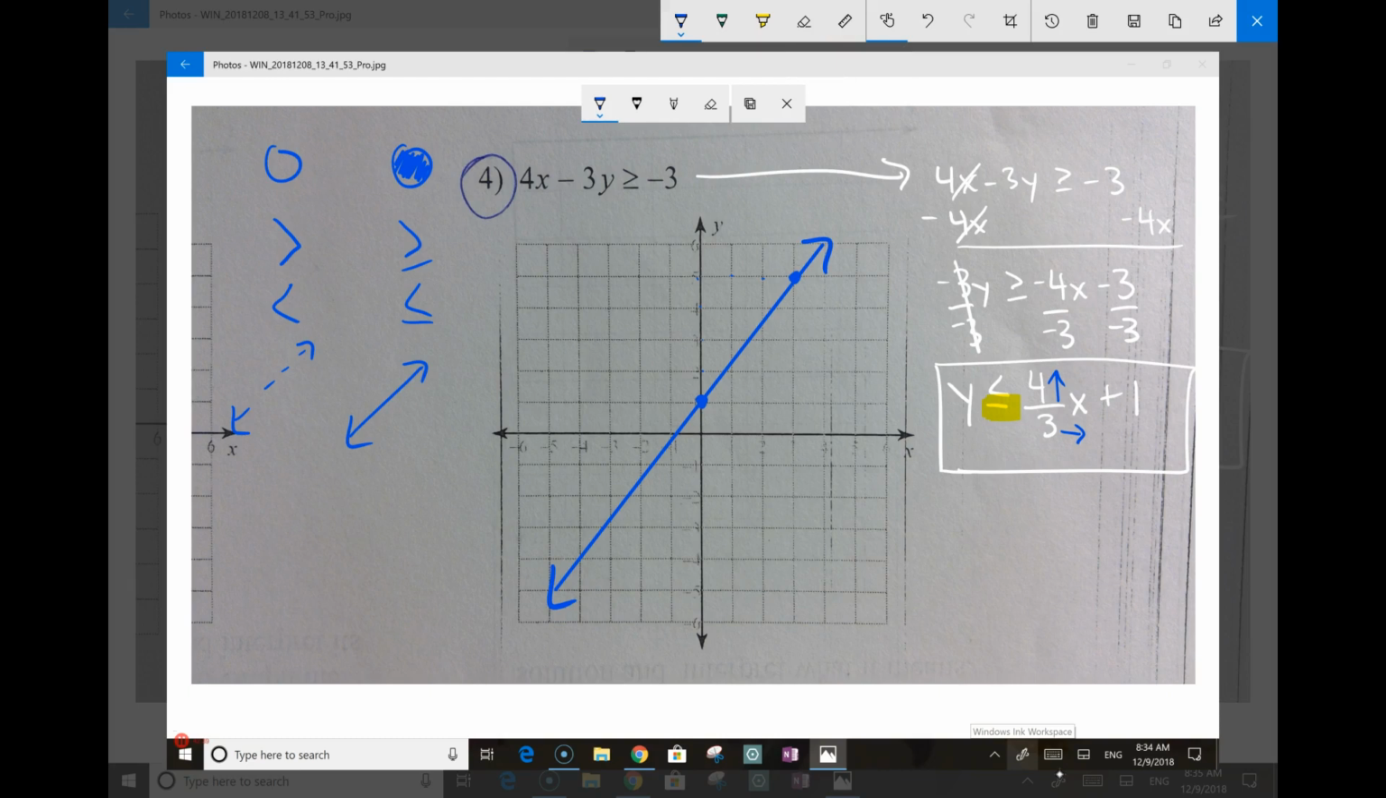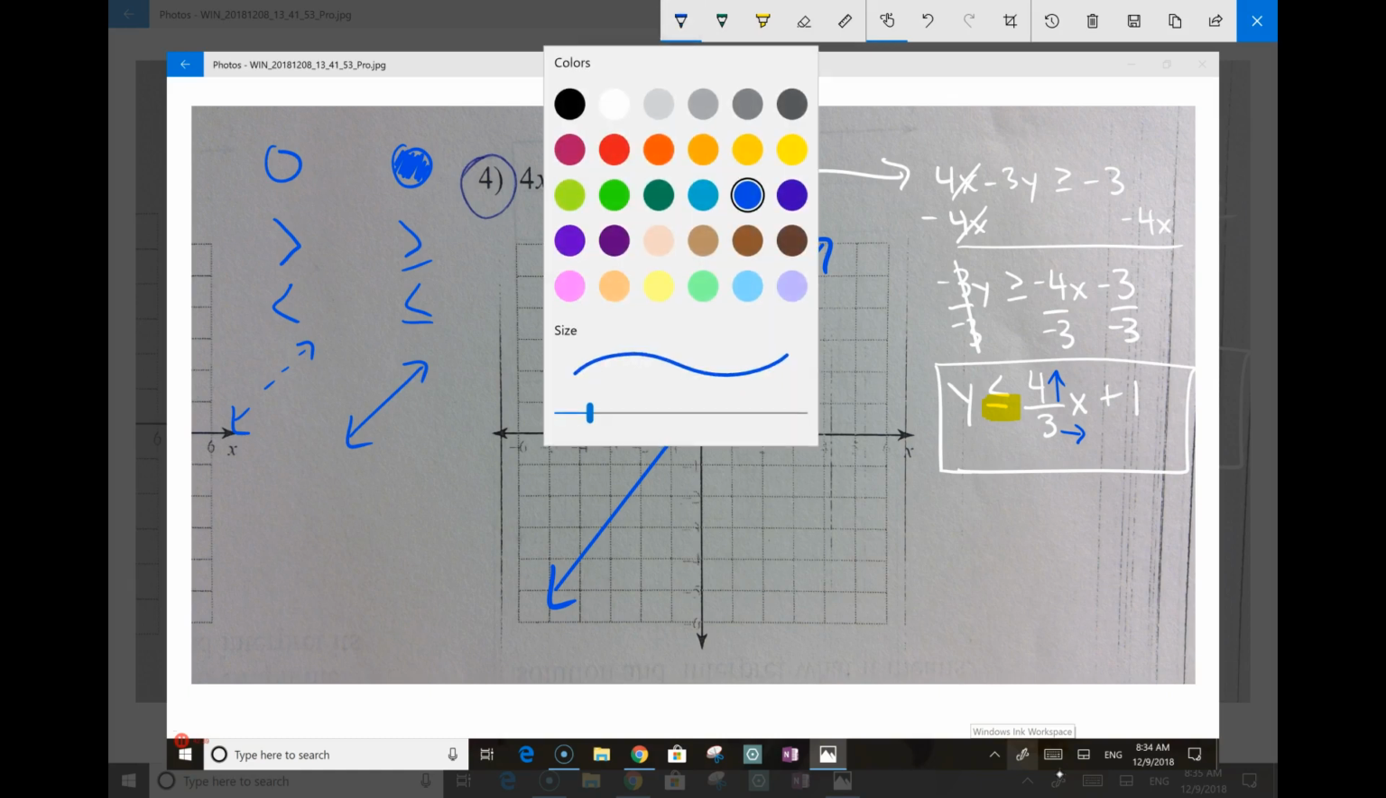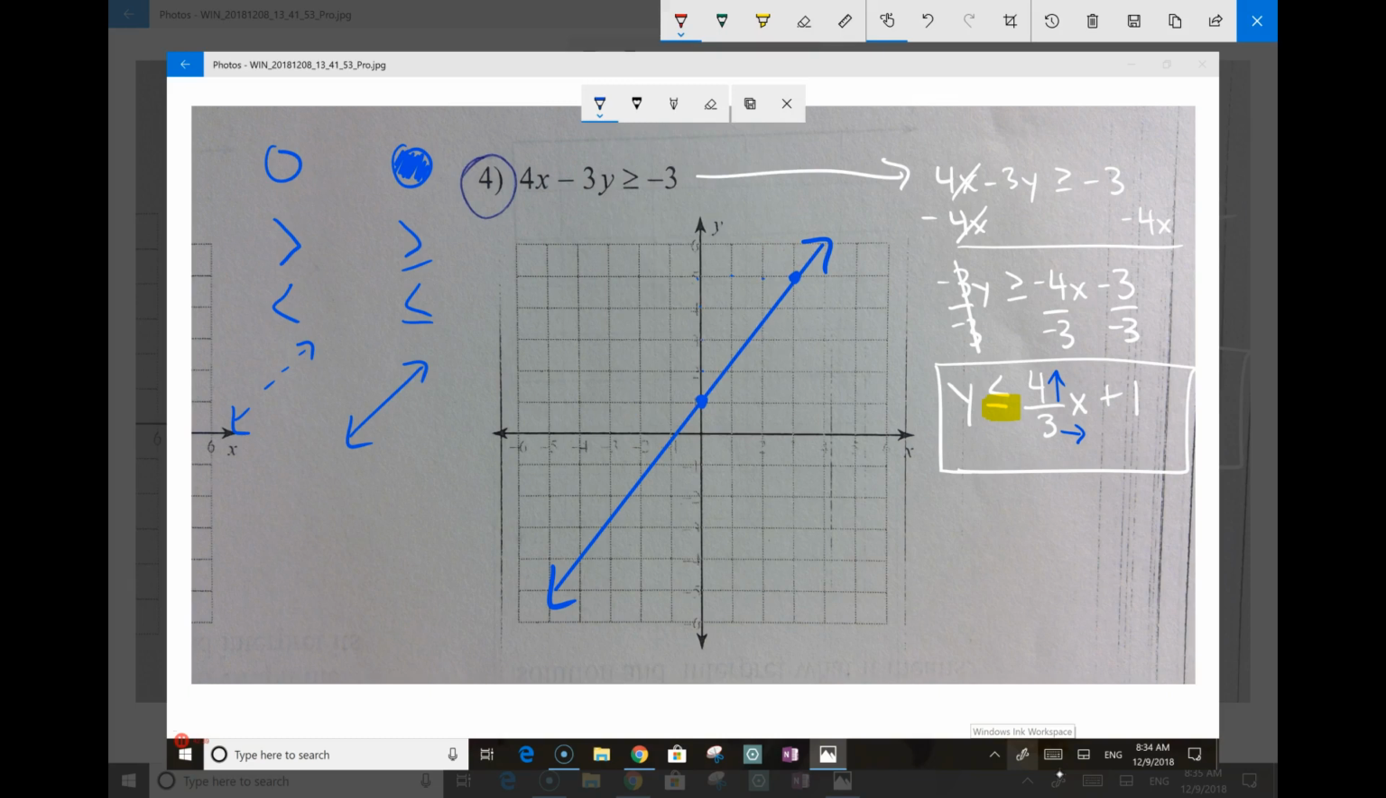Now, we're not done. We would be if this was just a linear equation, but because it's a linear inequality, we now have to consider the direction that we have to shade. Think about it this way. When you have greater or equal to, what it means is you're going to shade above, okay? If you have less or equal to, what it means is you're going to shade below.